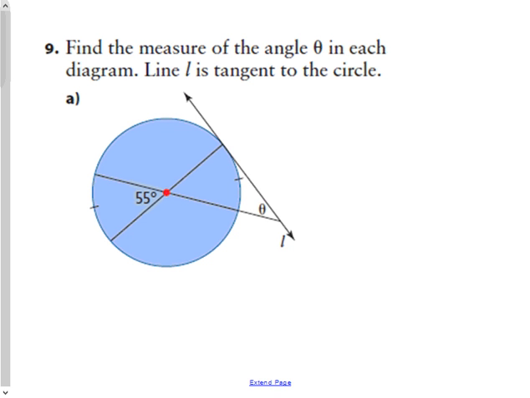It's theta. What is theta? It's theta, kind of like Thanos, but different. What is the measure of theta in each diagram? Line L is tangent to the circle. So line L is tangent to the circle. I know that's my cue to do this.